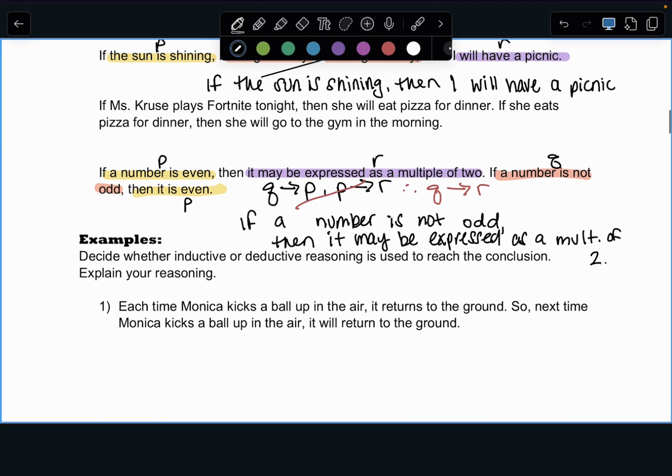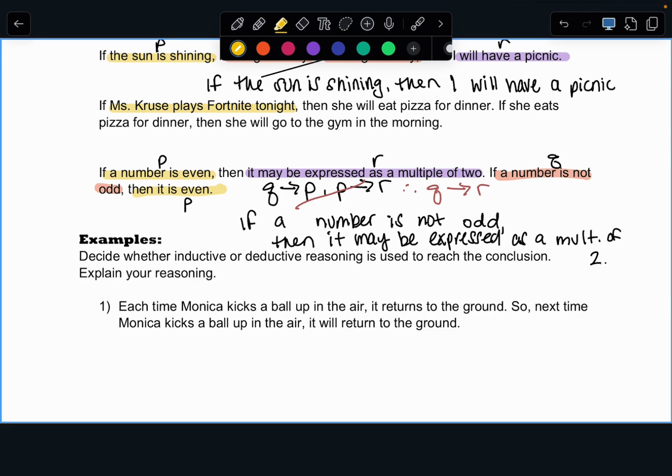This next one, this is a very mostly true thing. I do play Fortnite sometimes. If Miss Cruz plays Fortnite, crazy. Let's call that P. Miss Cruz playing Fortnite is P. Stop throwing stuff at me. That's why it's yellow. Whoever it is, knock it off. Then she will eat pizza for dinner.